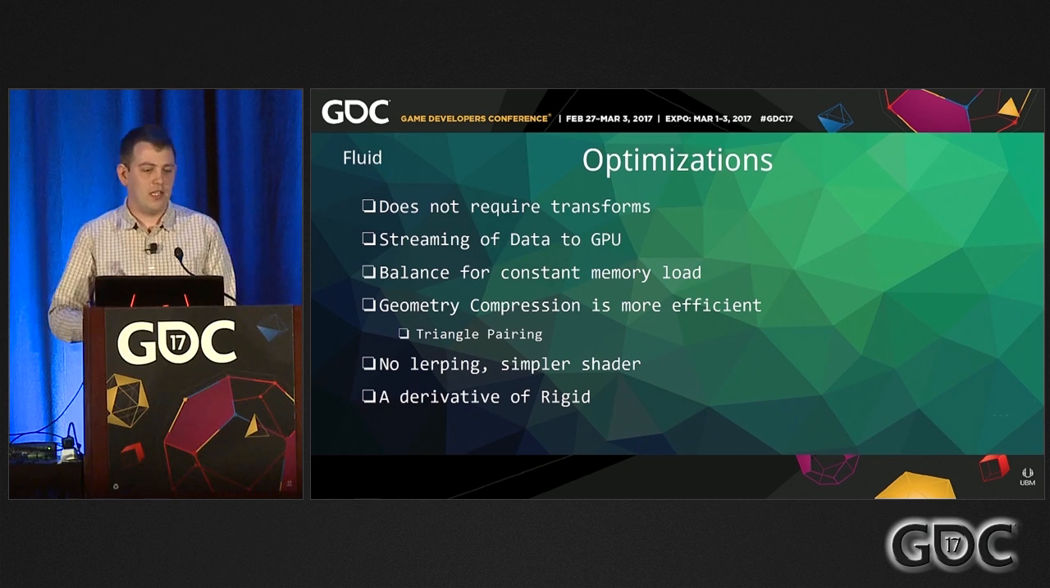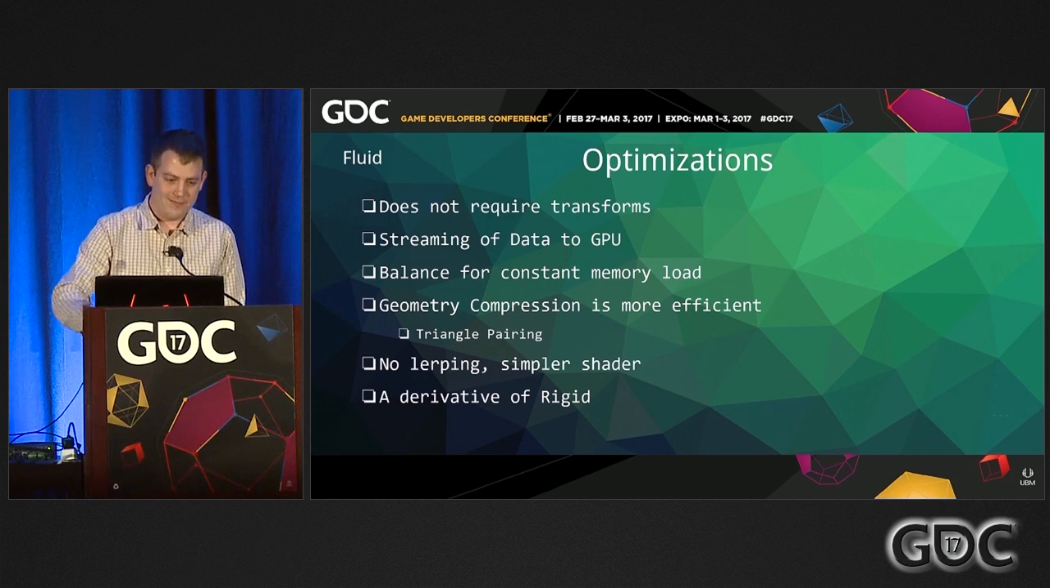As Zabir was mentioning, the optimization that doesn't require transforms. The geometry is a constant load to the GPU, so if you have a really good streaming system, it makes the process a lot faster. You can always balance for the constant memory load. Sorry.